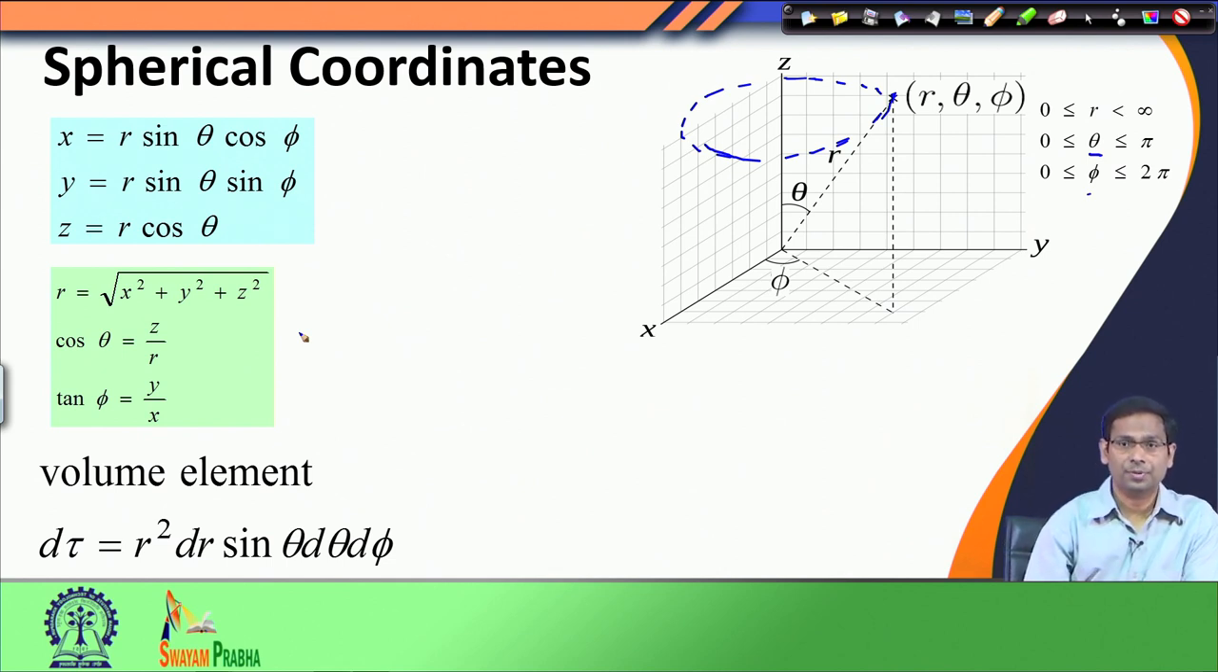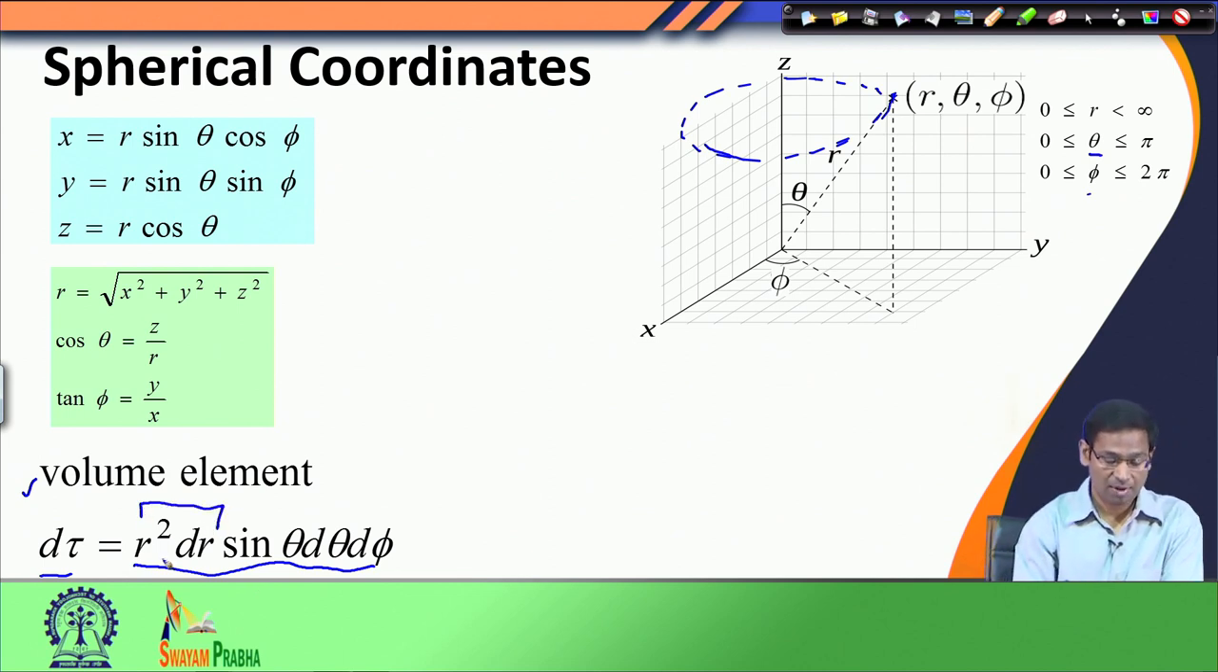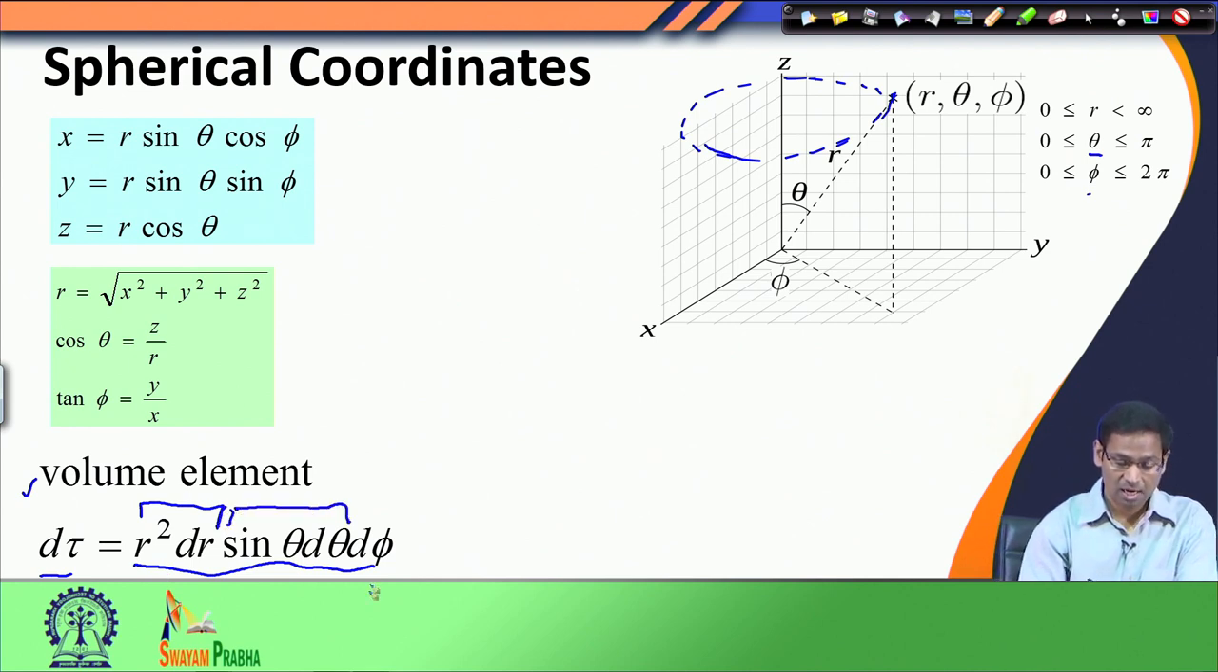One very important thing that we must keep in mind is the volume element. You remember in Cartesian space, we defined our volume element d tau as dx, dy, dz. That is an infinitesimally small volume element with lengths dx, dy, dz in the x, y and z directions respectively. This d tau volume element in Cartesian coordinates converts to a particular form in spherical coordinates. It is not simply dx, dy, dz; rather, for r, I have r square dr. For the theta coordinate, I have sin theta d theta, and for the phi coordinate, I simply have d phi.